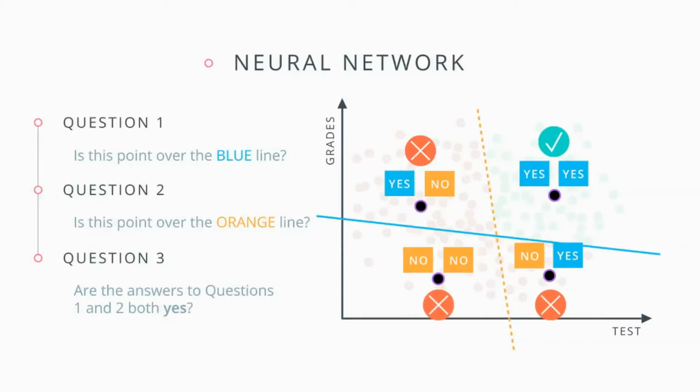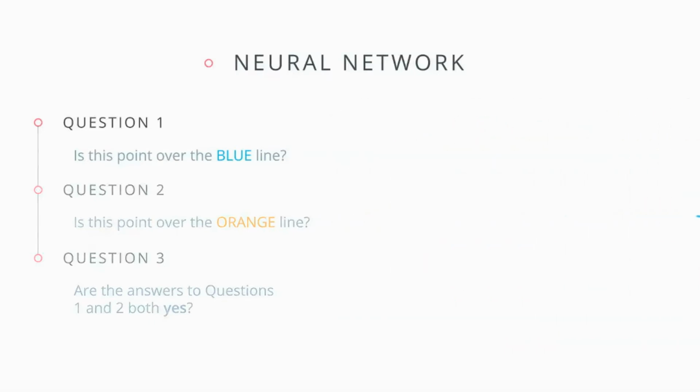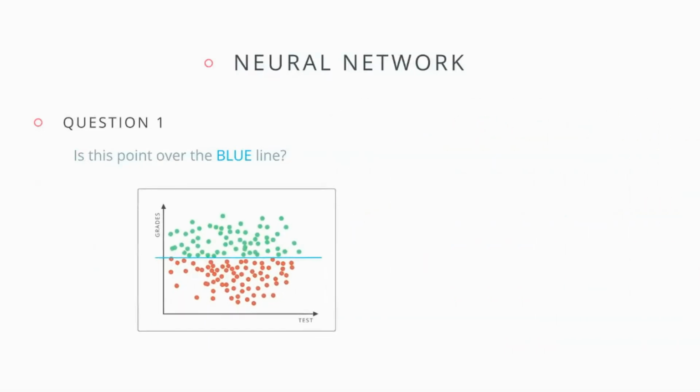So they are all no except for the one that is in the green area. Now let's graph each question as a small node. The first question is: is the point over the blue line? We have a node with the area and 2 input nodes, the test score and the grades. For example, we have a student where the test score is 1 and the grades are 8.